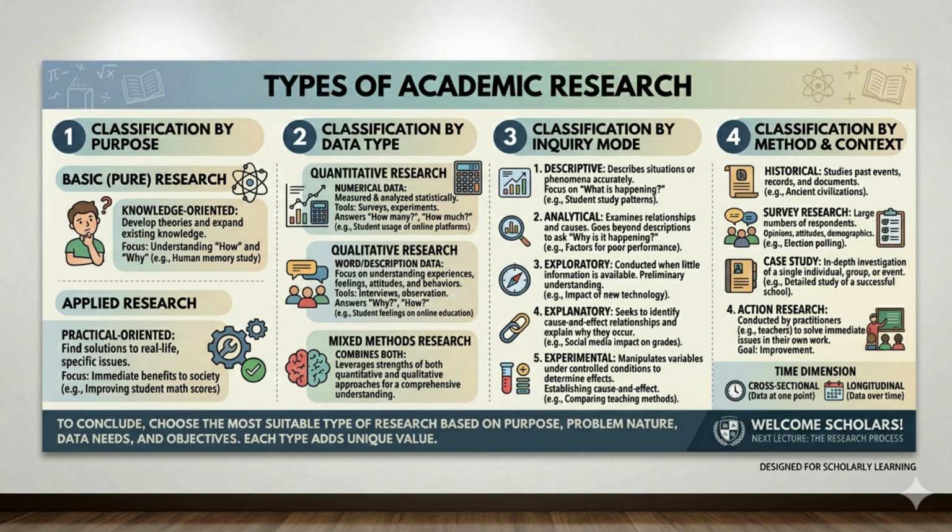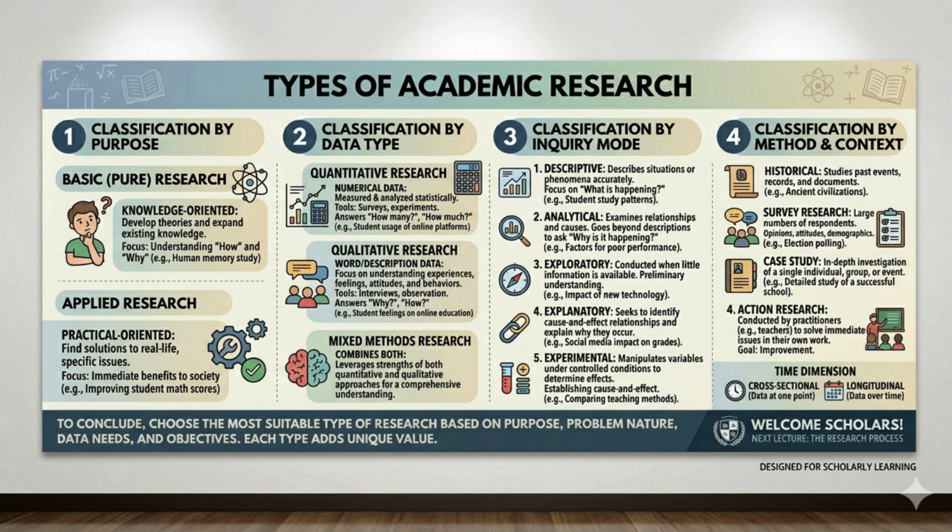One of the most common classifications is basic research and applied research. Basic research, also known as pure research, is conducted to increase knowledge and understanding without focusing on immediate practical applications. The primary objective is to develop theories and expand existing knowledge. For example, a psychologist studying how memory works in the human brain may not be trying to solve a specific problem immediately, but the findings may help future researchers and practitioners. In simple words, basic research is knowledge-oriented.